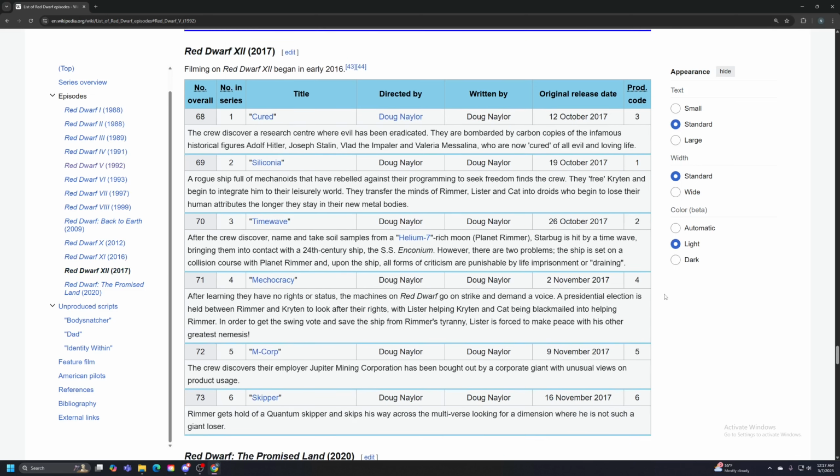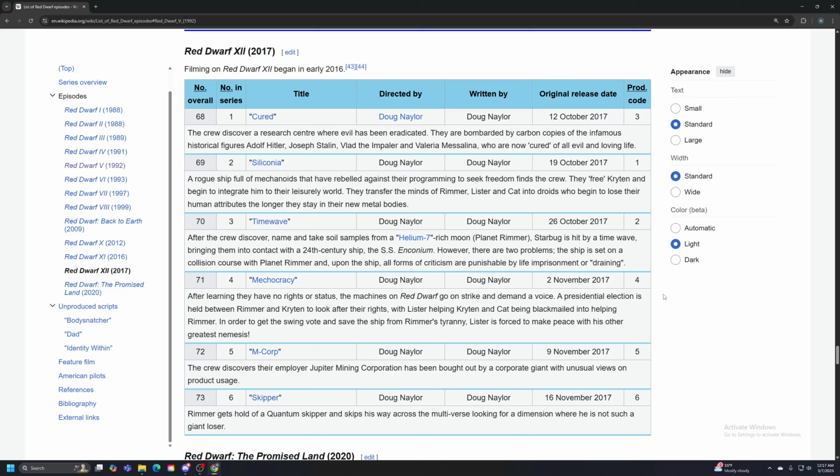Red Dwarf 12, 2017. Episode 1. Cured. The crew discovered a research center where evil has been eradicated. They are bombarded by carbon copies of the infamous historical figures Adolf Hitler, Joseph Stalin, Vlad the Impaler, and Valeria Messalina, who are now cured of all evil and loving life.